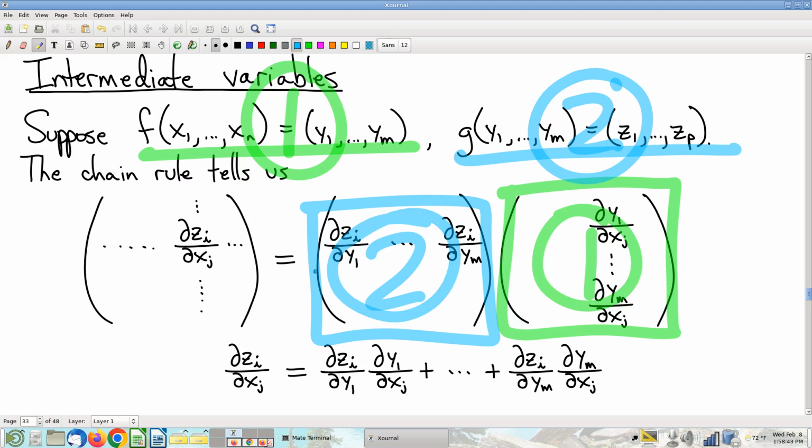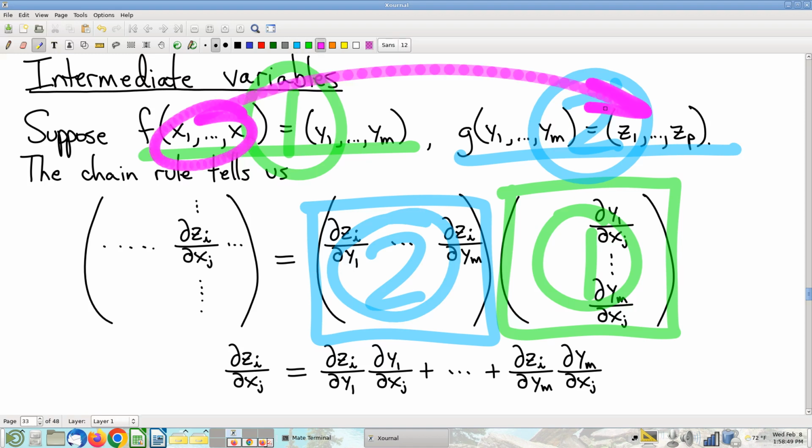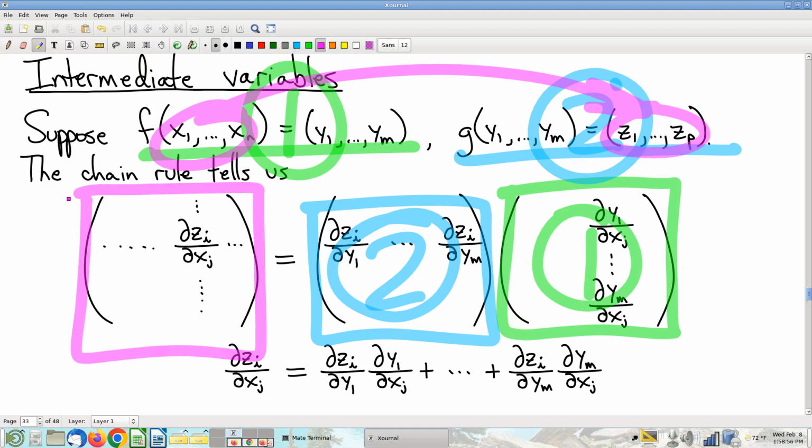Okay, so there's the chain rule: the derivative of the product, giving the z's as functions of the x's, and therefore with this derivative matrix, is the product of these first two. Okay, everybody with me so far? This is just setup, right? I'm setting up a collection of variables.